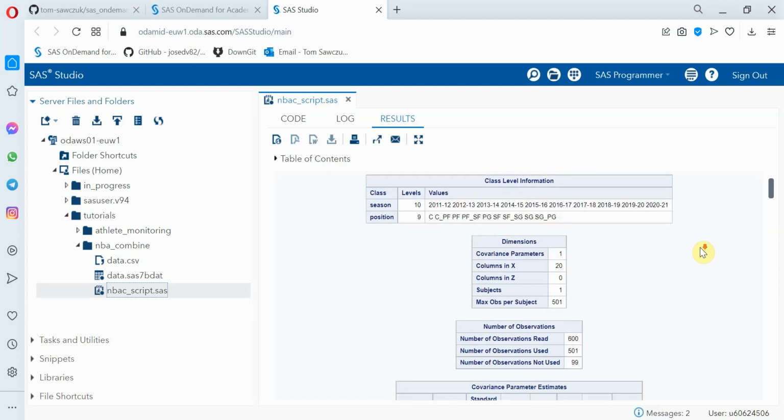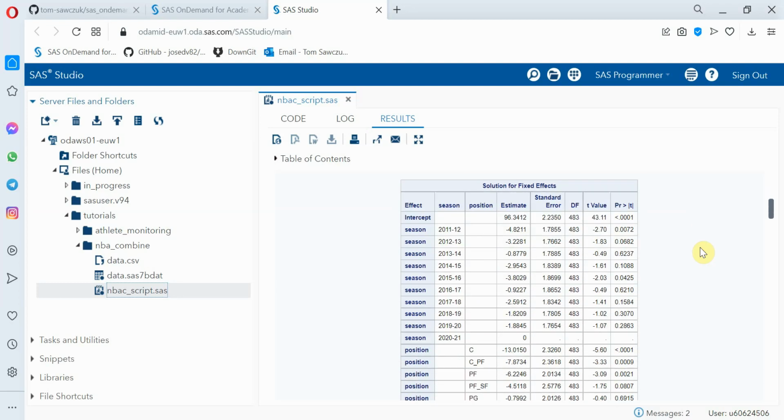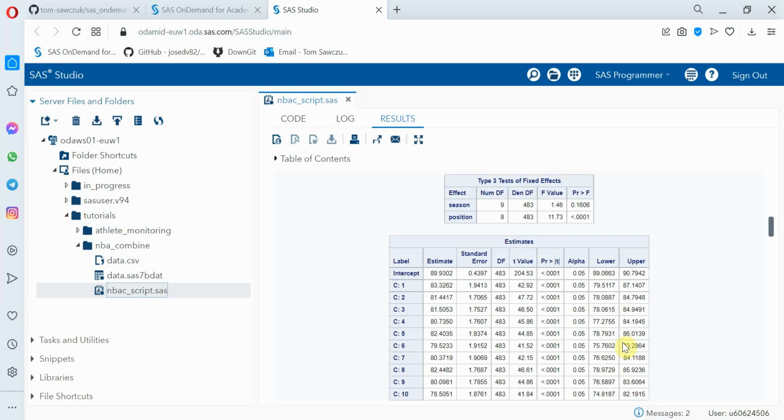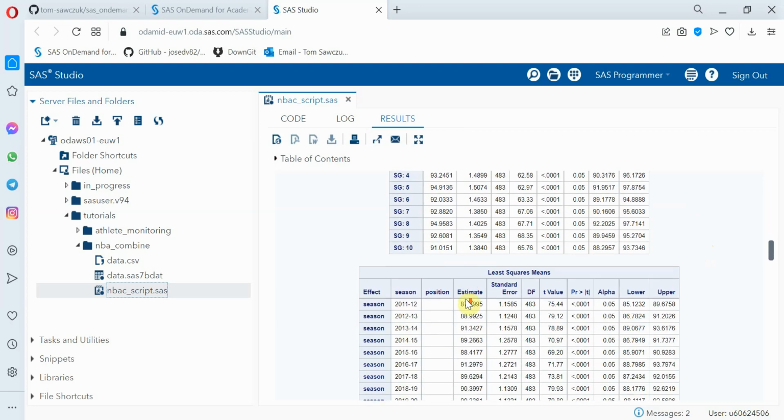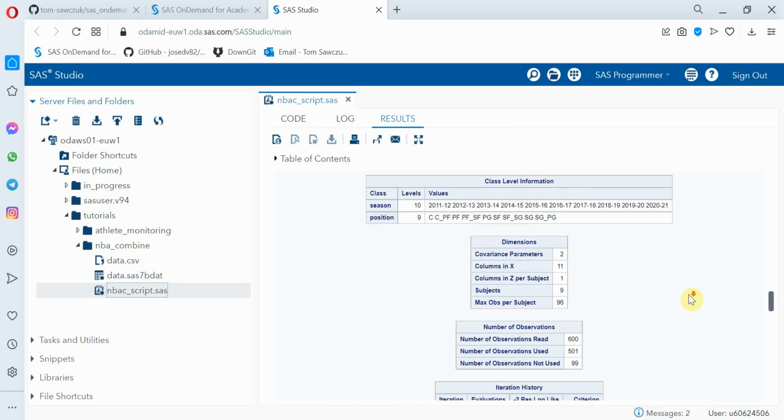And this shows itself in the degrees of freedom that the model uses. So you can see when you look at the estimates for the positions and for the seasons, which we'll look at in the least square means, you can see that the degrees of freedom are 483 all the way through. And this is, as I say, because these are fixed observations.